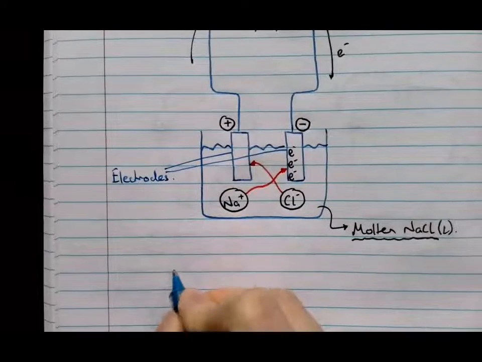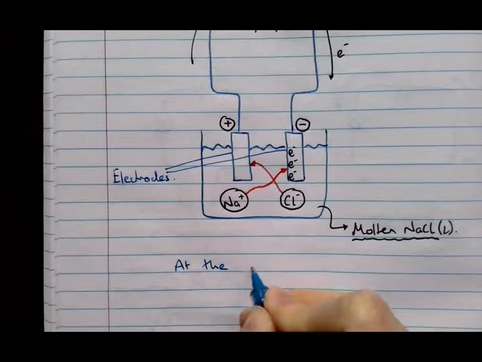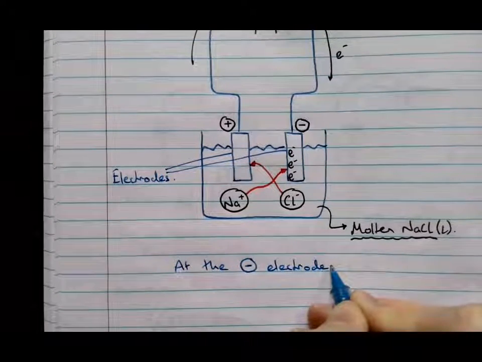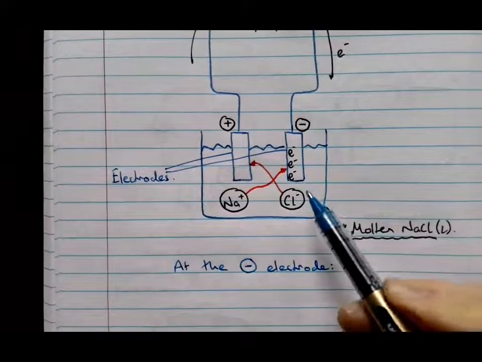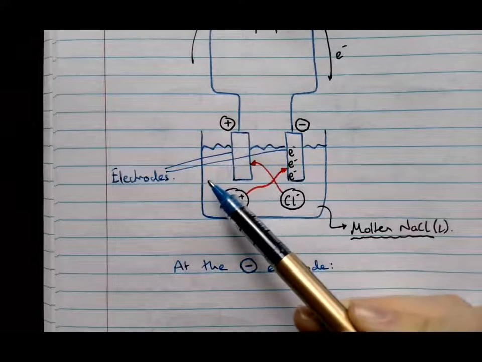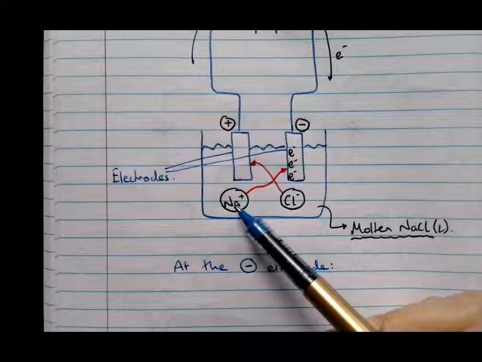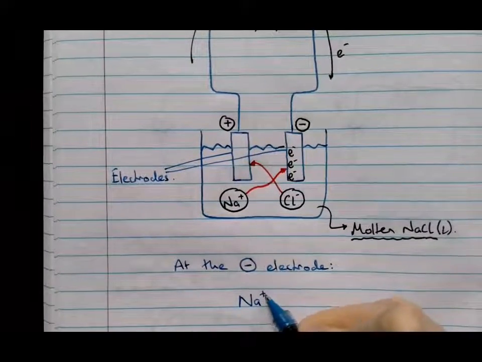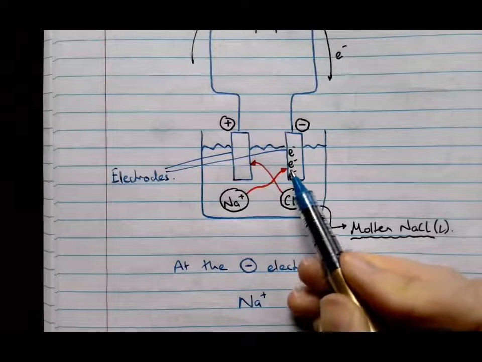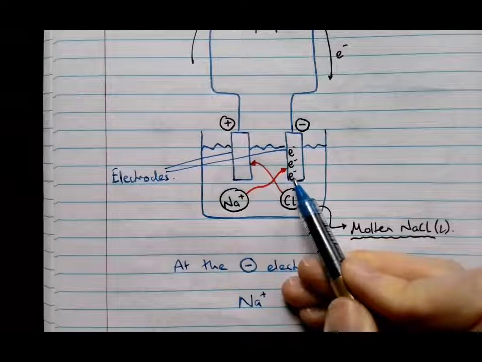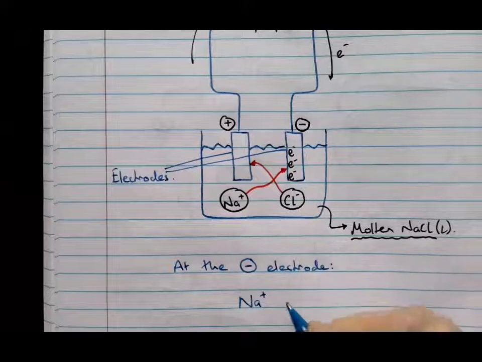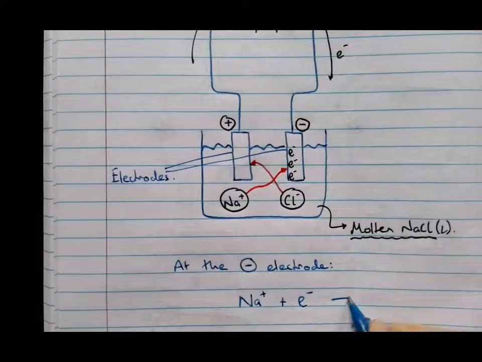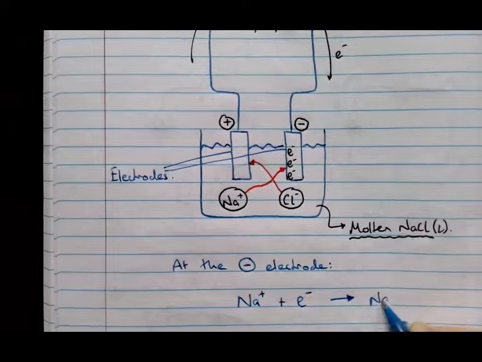Now, at the negative electrode, what do I have happening? Well, I've got my Na plus going over here, and there's loads of electrons at this end of the electrode. So my Na plus is going to gain an electron. And if that happens, I make sodium.